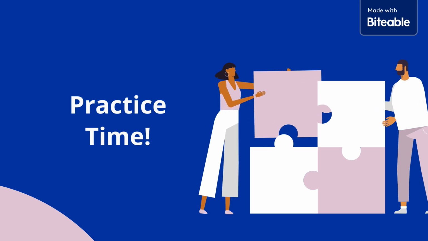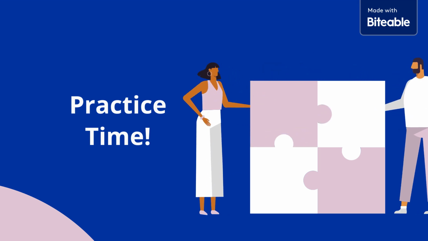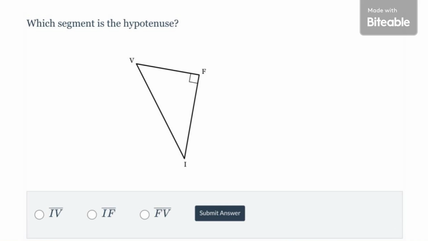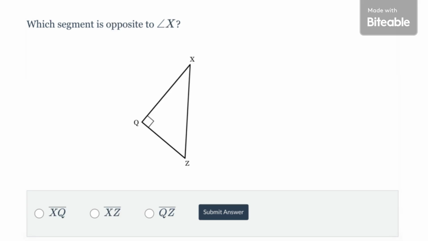Finally, let's see what you've learned. Try answering the following questions on your own. Which segment is the hypotenuse? Which segment is adjacent to angle G? Which segment is opposite to angle X?